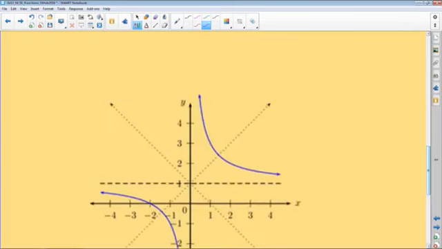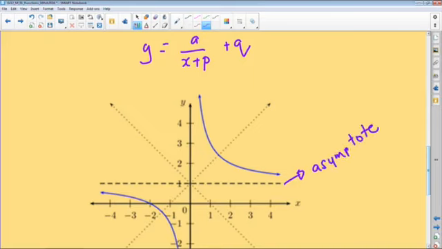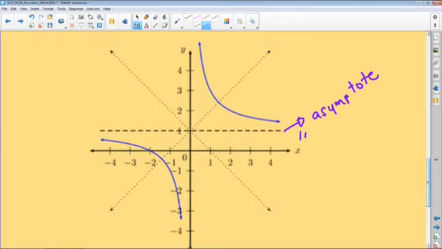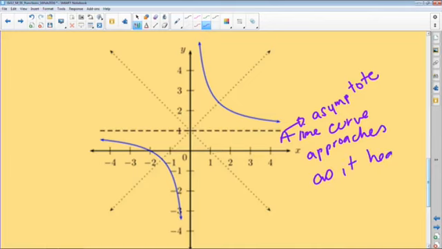So our defining equation, y is equal to a over (x plus p) plus q. That's the defining equation of the hyperbola. The very interesting and different thing that the hyperbola had was it had what we call asymptotes. Okay, now, what is an asymptote? Well, an asymptote, and I'll give you a nice formal definition here if you are making notes. So it's a line that the curve approaches as it heads towards infinity.